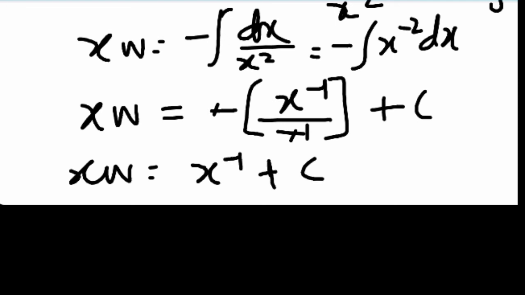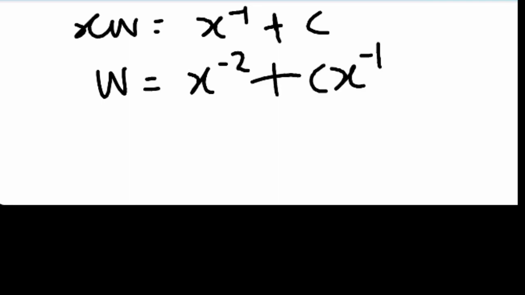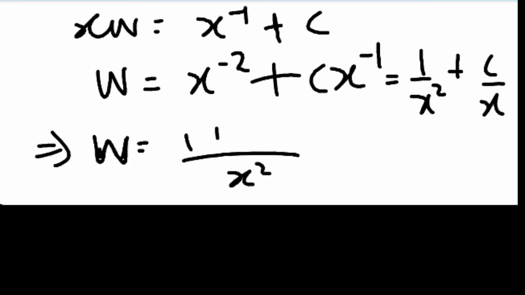So I'm going to divide, so we make w the subject of formula. We have w is equal to x raised to the power minus 2 plus c times x raised to the power minus 1. I just multiplied it by x raised to the power minus 1. Okay, so this is actually 1 over x squared plus c over x. So this implies that w is equal to, LCM is x squared, 1 plus cx over x squared.